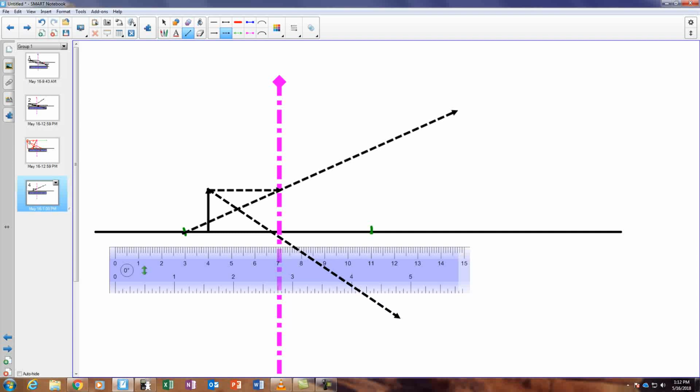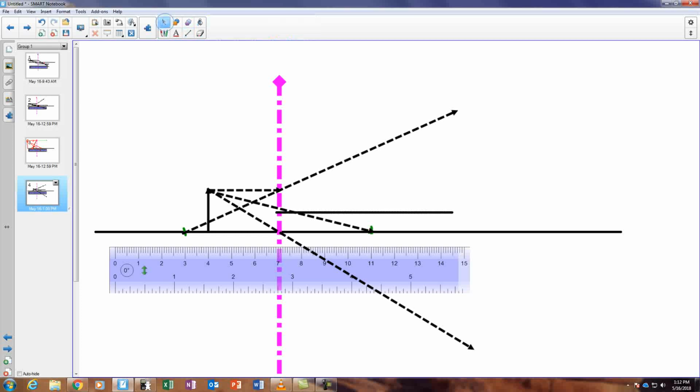Then we have our central ray. And then we have our ray that's trying to get over to here, but as soon as it hits the center of the lens, it starts to go that way. So let me reposition that just like that. Well, I'm going to have to backtrack that. And in so doing, I find that there is my image.